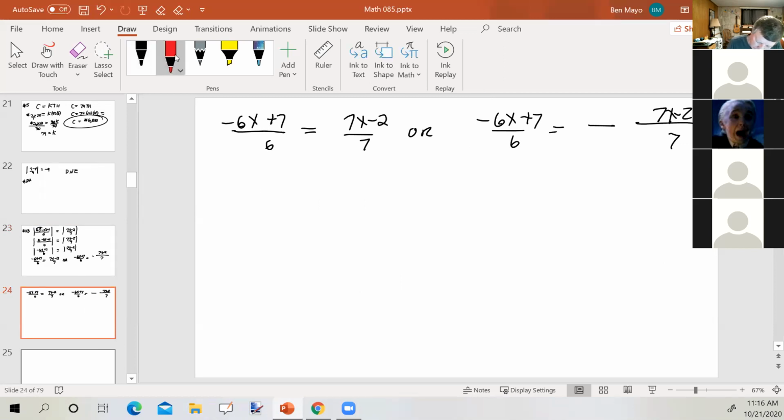So LCD of the first equation. What's the LCD of 6 and 7? Anybody? Oh dear. The LCD of 6 and 7. What's the smallest number 6 and 7 both go into? That's 30. 42. 42. There we go.